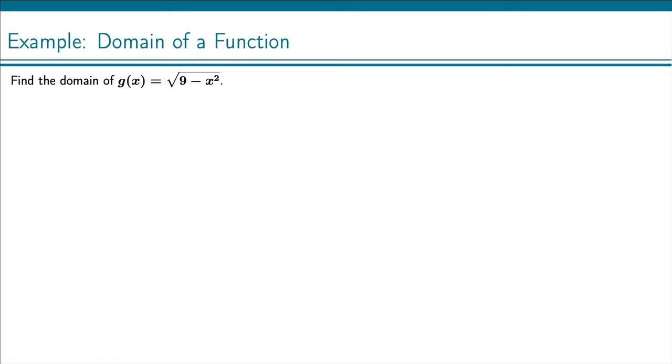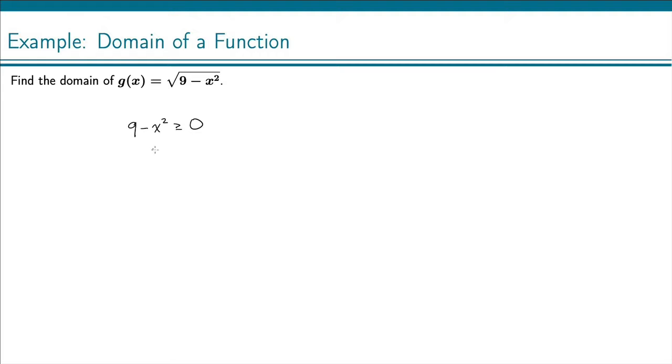There's only one of those happening here in this function, and that is that we are doing an even root. We have the square root of 9 minus x squared. So the thing that we're doing the square root of, 9 minus x squared, has to be greater than or equal to 0. And now we just need to solve for x.